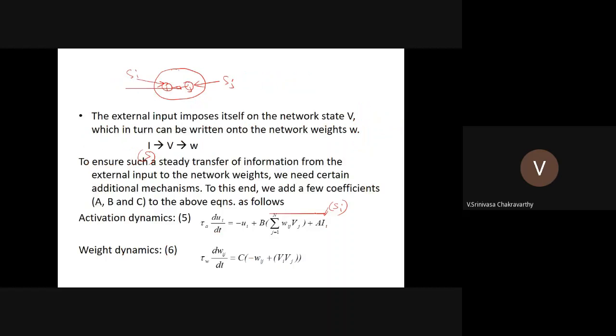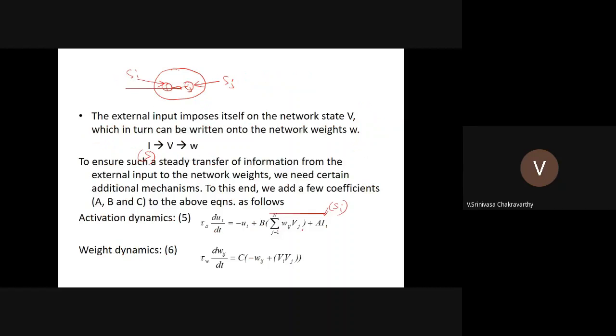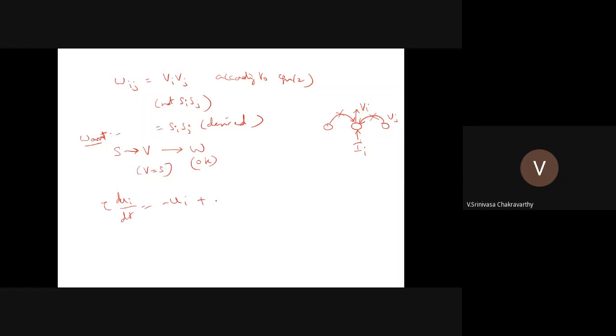Then what will happen if you take this equation, right? tau dui by dt is equal to minus ui. So I neglect this entire thing plus A into Si. So I'm making Ii equal to Si. So A is just a positive number, and usually it's a large positive number because we need that. I'll tell you why.